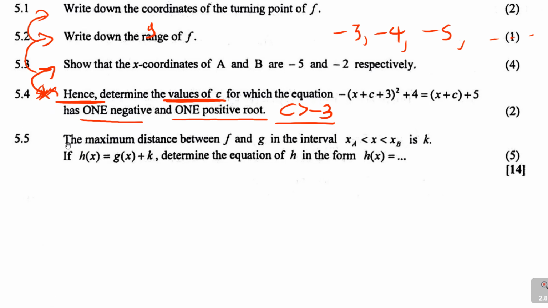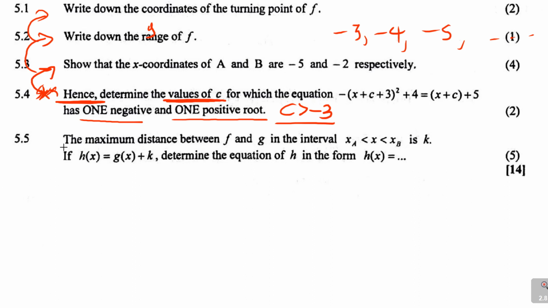Next one, the maximum distance between f and g in the interval between a and b, where x is greater than a and x is less than b, is k. If h of x is equal to g of x plus k, determine the equation of h of x in this form. Let me hear what they're saying. The maximum distance between f and g in the interval.